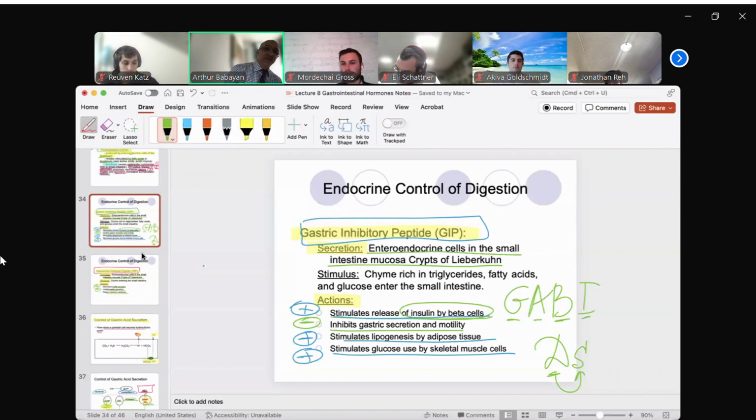Gastrin has an inhibitory peptide, GIP, that is secreted by enteroendocrine cells in the small intestine, in the mucus crypts of Lieberkühn. That's a German professor who explained that. It has the following actions: stimulates insulin release, stimulates lipogenesis from the adipose tissue, stimulates glucose uptake in skeletal muscles, but inhibits secretion and motility.